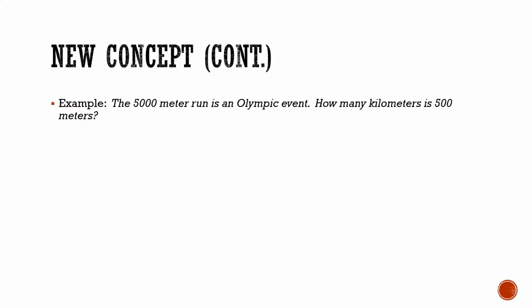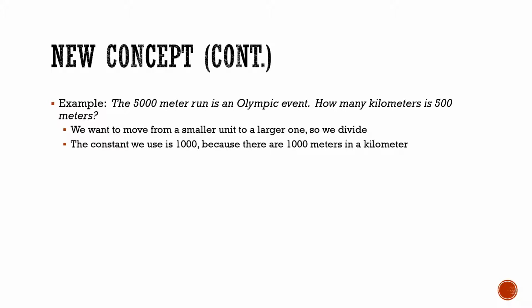Here's another example. The 5,000 meter run is an Olympic event. How many kilometers is that supposed to be? 5,000 meters. We want to move from a smaller unit to a larger one, so we're going to divide. Meters are smaller than kilometers, so we're going to divide. The constant we're using is 1,000 because there are 1,000 meters in 1 kilometer. So we divide 5,000 by 1,000 and we find out it is 5 kilometers.